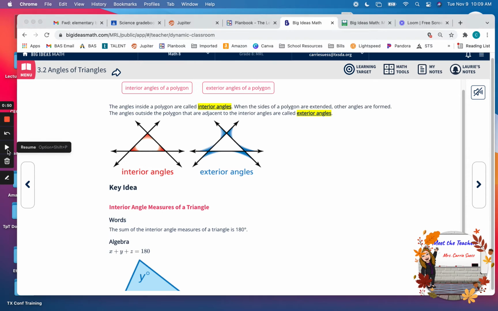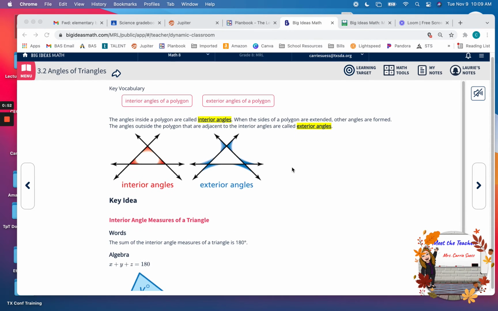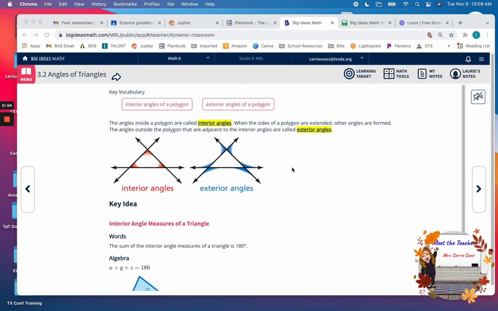All right, so what we're talking about for this lesson is angles of triangles. We need to discuss interior angles of a polygon and exterior angles of a polygon. A triangle is a polygon, but not all polygons are triangles. Okay? A polygon is a multi-sided shape. So a triangle has how many sides? 3. Good.